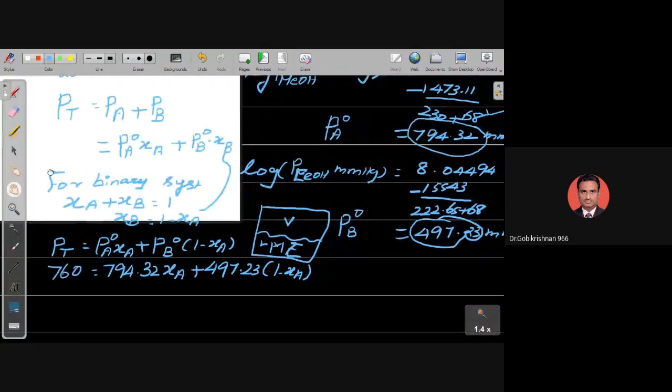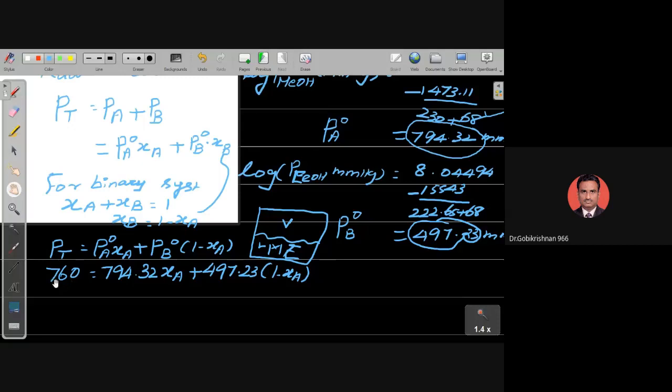All of you let me know what is the answer. 760. Okay, 760. After finding the value of PA0 and PB0, we have to use this expression: PT equals PA0 into XA plus PB0 into (1 minus XA). This expression I am going to use, isn't it?